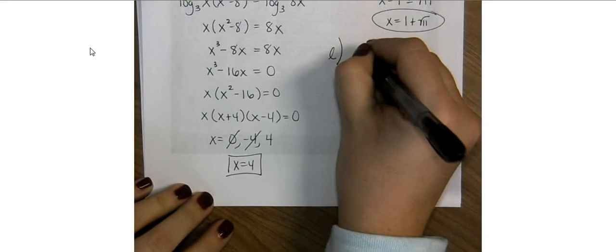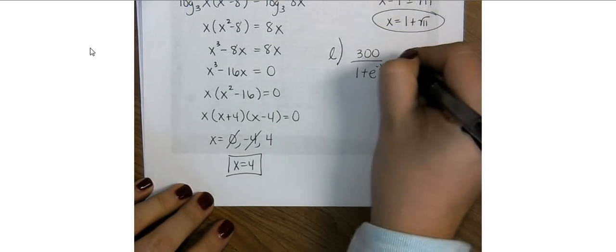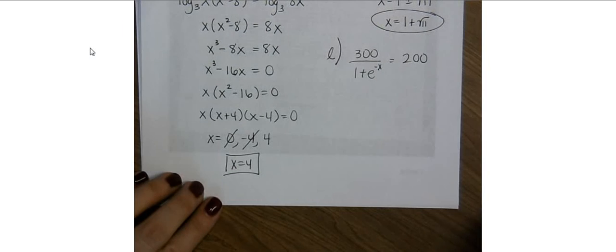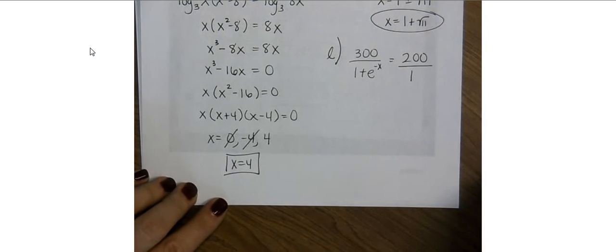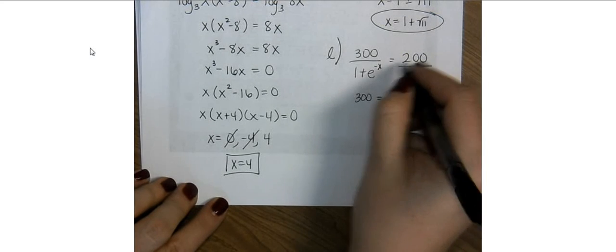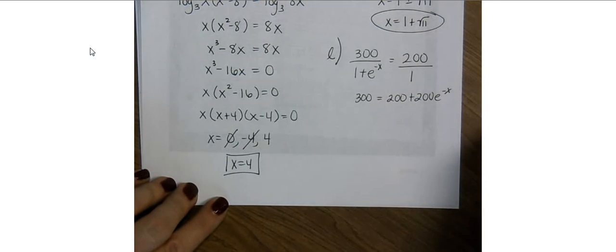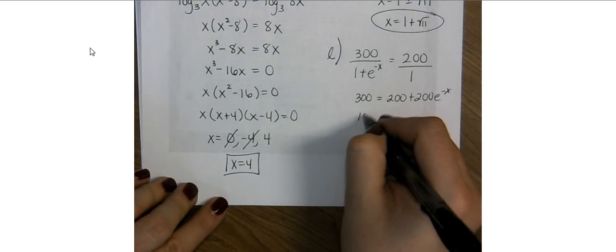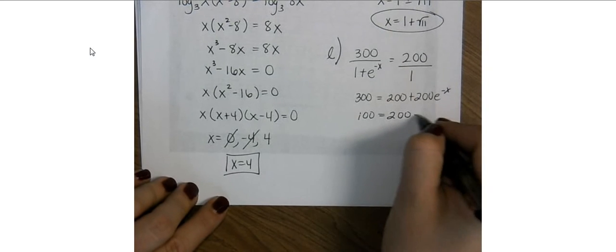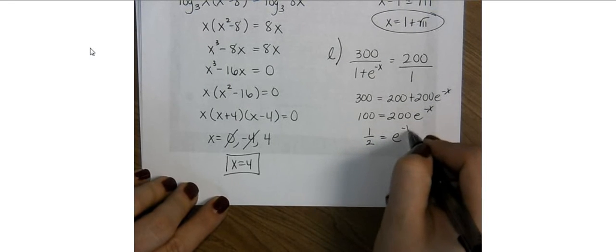So let's do this one. 300 over 1 plus e to the negative x equals 200. All right, so right now what I'm thinking is, first of all, I want to put this over 1. When I do that, I create a proportion, and I can cross multiply. So I have 300 times 1, which is 300, and then 200 times this gives me 200 plus 200 e to the negative x. I can subtract over the 200, and then I can divide by the 200, giving me 1/2 equals e to the negative x.